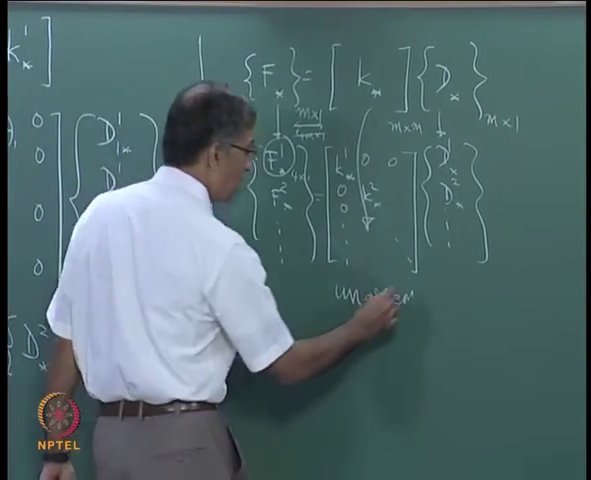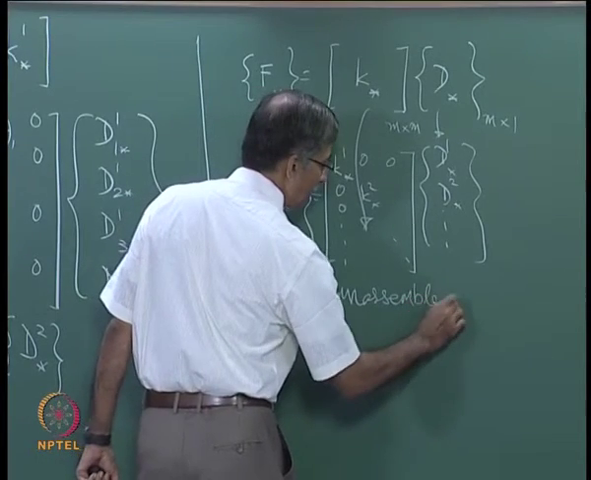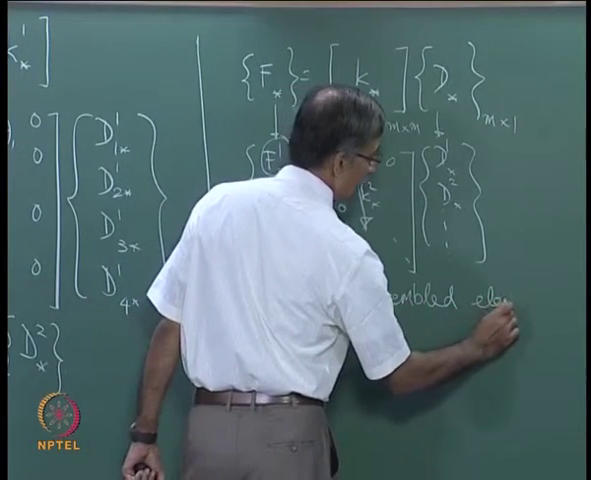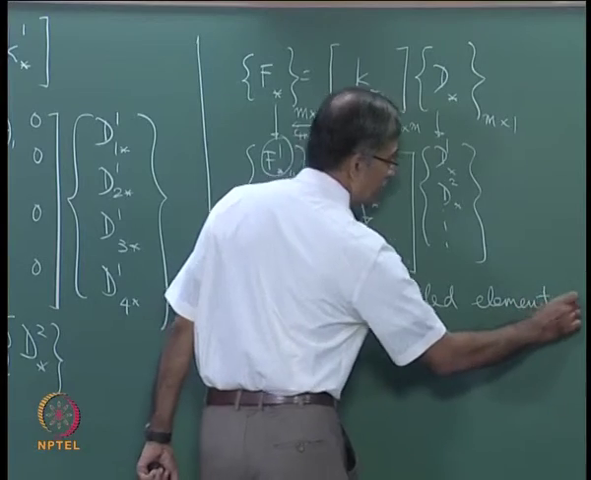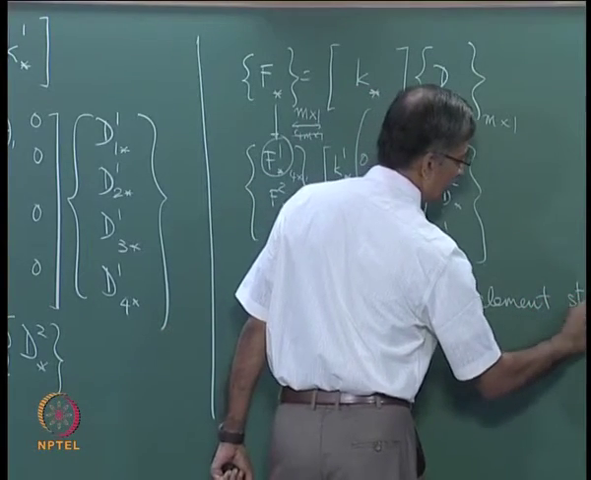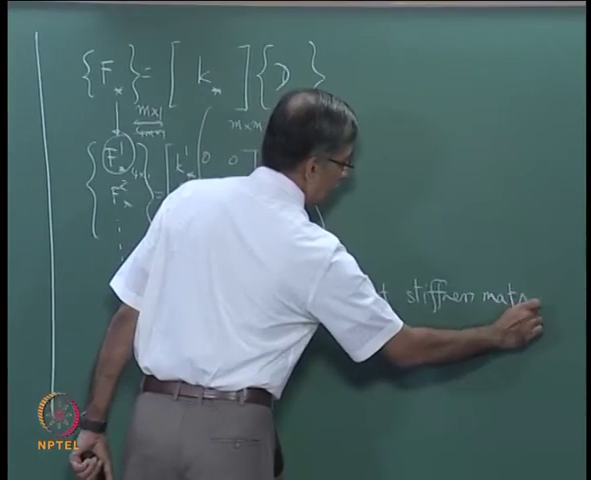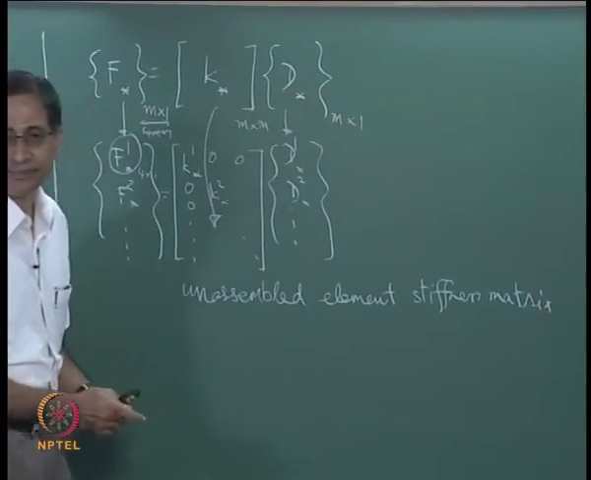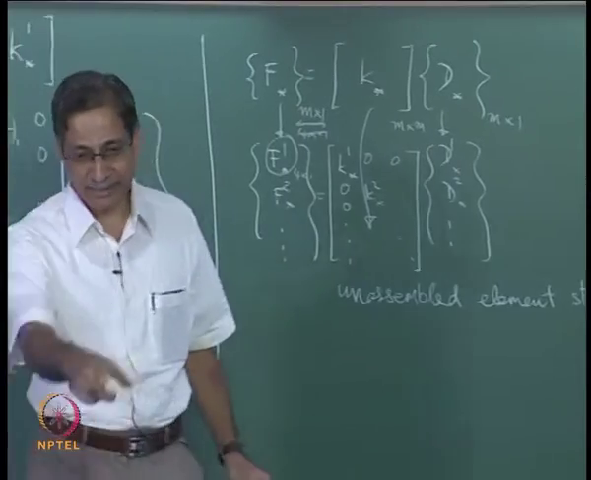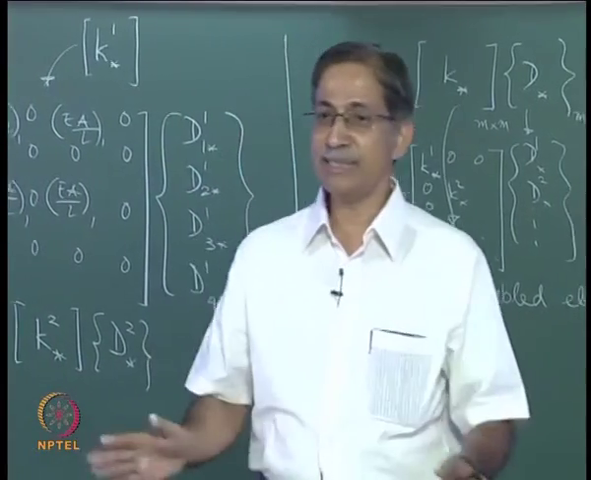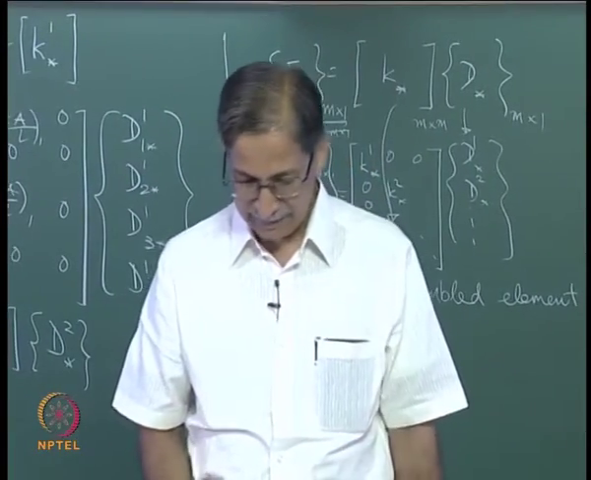So this is sometimes referred to as the unassembled, because you've really not assembled the structure. You just put together all the element matrices together, but it's not the structure stiffness matrix. So this is called the unassembled element stiffness matrix. Does it make sense? That's what's shown in the slide here. Okay, so it's always a diagonal matrix.